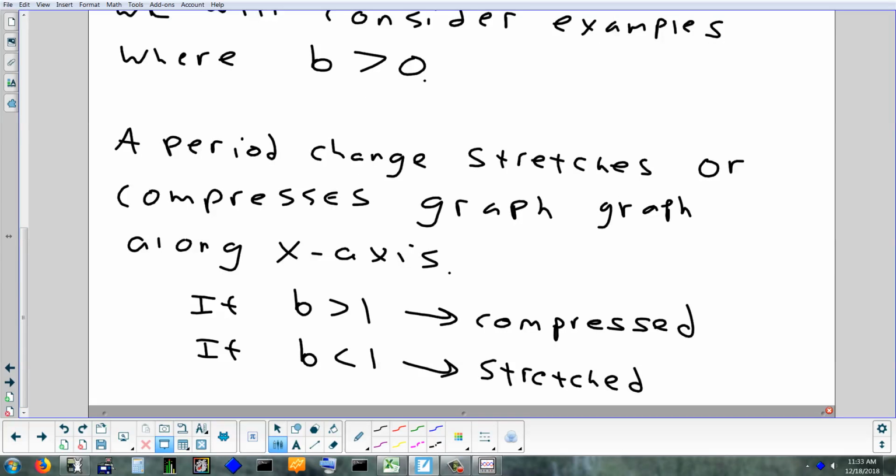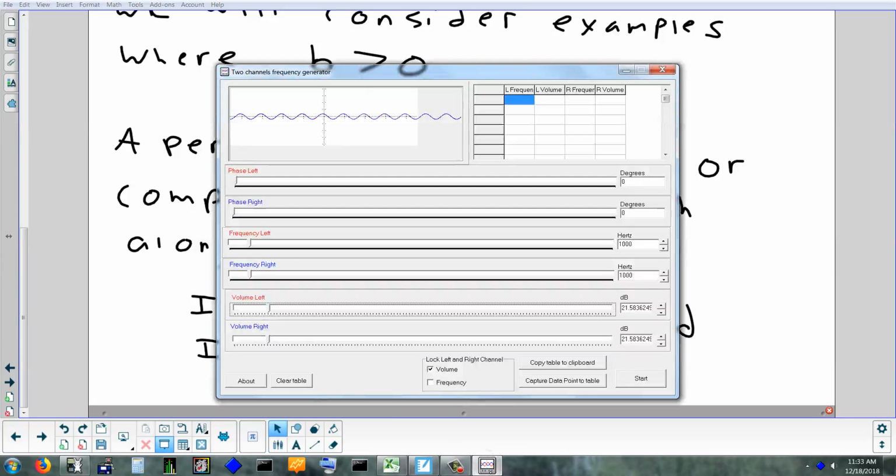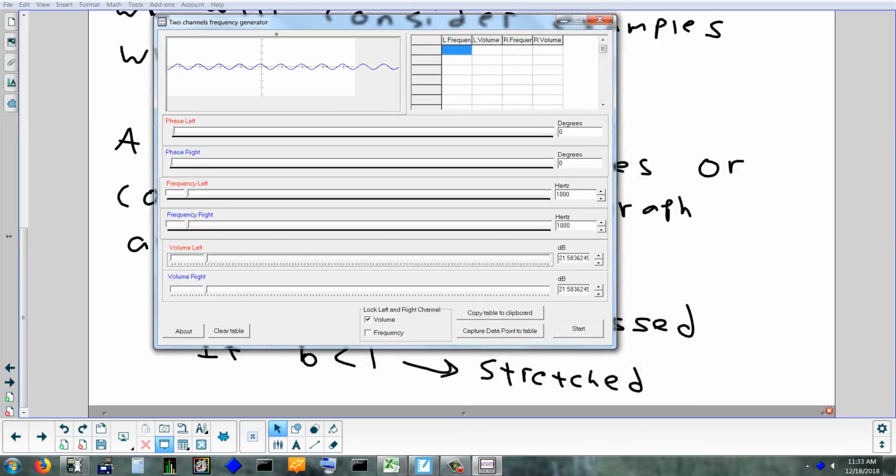So, stretching and compressing horizontally. What do you think that would do to the sound? The only thing the sound hasn't done yet. Yeah? Change its speed. What do you mean by speed? Well, like, how?